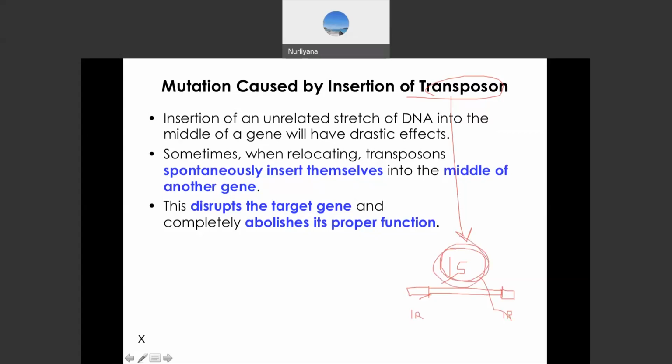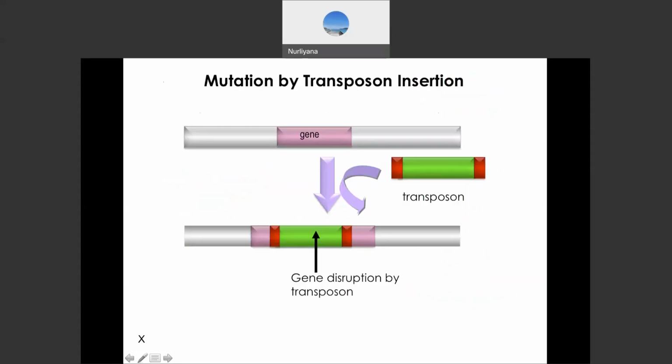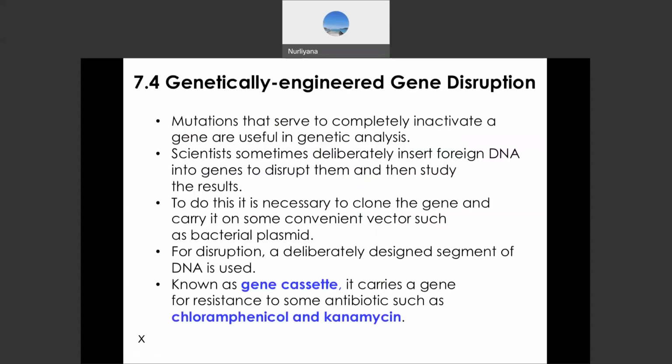Because of this characteristic of the transposon, when they are relocating, they are able to insert themselves in the middle of another gene. Because of this, they will disrupt the target gene and could impact the proper function of the genetic material. So these are examples of mutation by the transposon. We know that transposons can jump from one place to another. So if one mistakenly jumps in between a gene, the gene is totally disrupted by the transposon. This is what we call a spontaneous mutation.